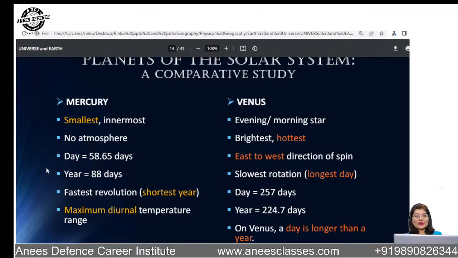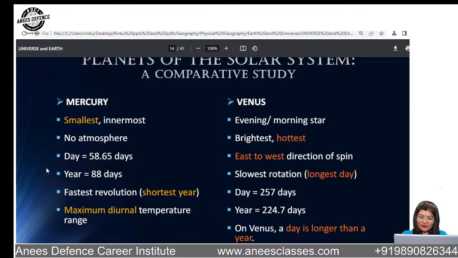Venus also has a very interesting aspect. First of all, it has a very slow rotation. It has the slowest rotation among all the planets. So obviously, it takes the longest time to finish an entire rotation around itself. When it rotates around itself, it takes the longest time.